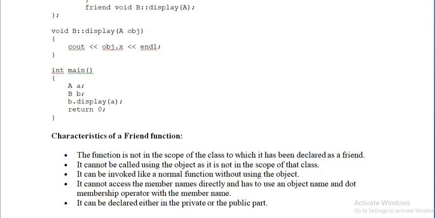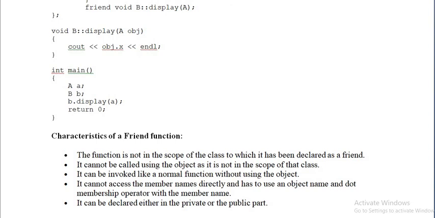So what are the characteristics of a friend function? The function is not in the scope of the class to which it has been declared as a friend. It cannot be called using the object. That is very important here. You cannot call it using the object as it is not in the scope of that class. It can be invoked like a normal function without using the object.